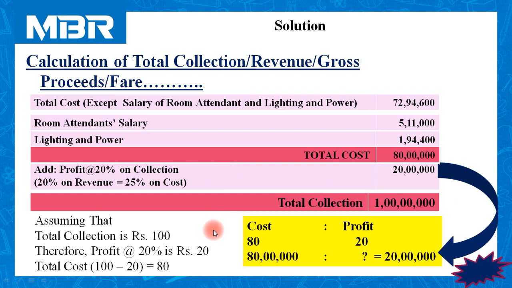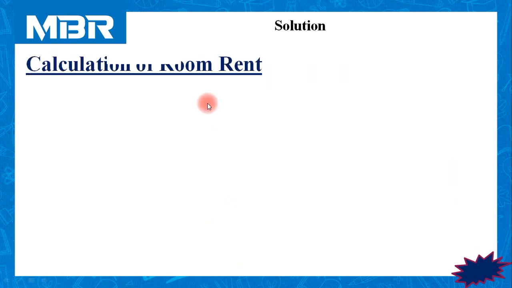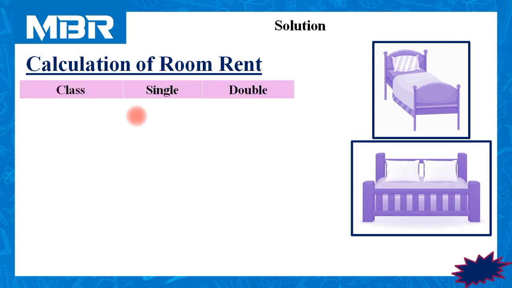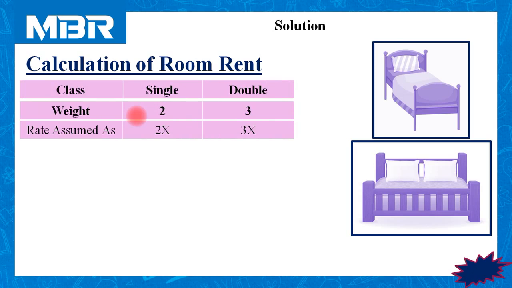Let us move towards the last item, that is related to calculation of room rent. In this question, we have two types of rooms. First, single room, or you can say single bedroom, and second, double room or double bedroom. As per the information given to us in the last line of the question, the weightage given to both the classes is 2:3.